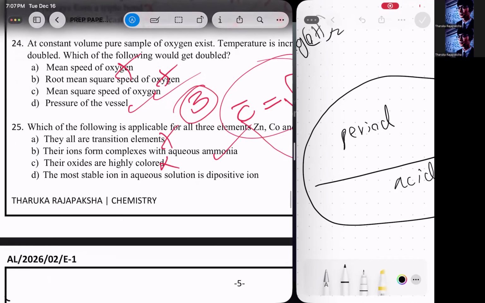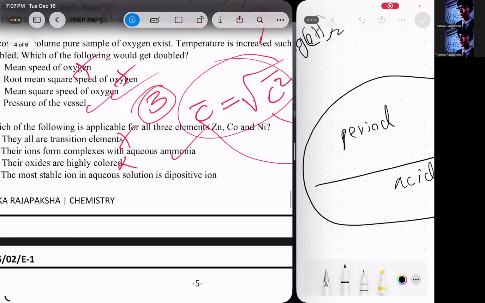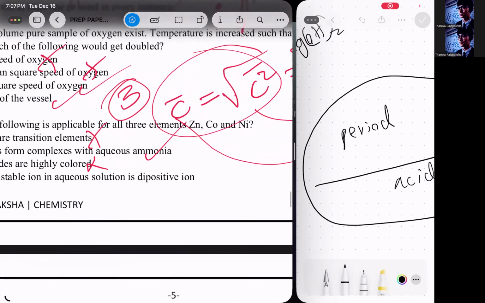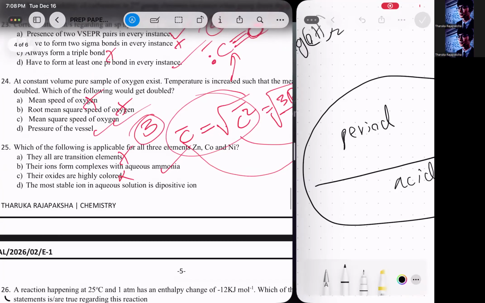Most stable ion in aqueous solution is a +2 ion. Cobalt can form +3, people. Yes, so then this statement is correct. Then the answer is answer number 5. Cobalt +2 is more stable than +3.